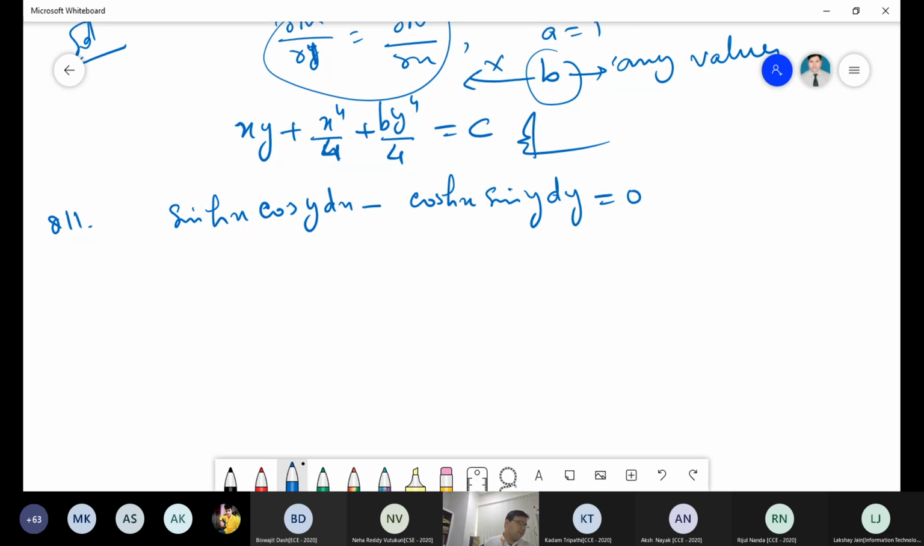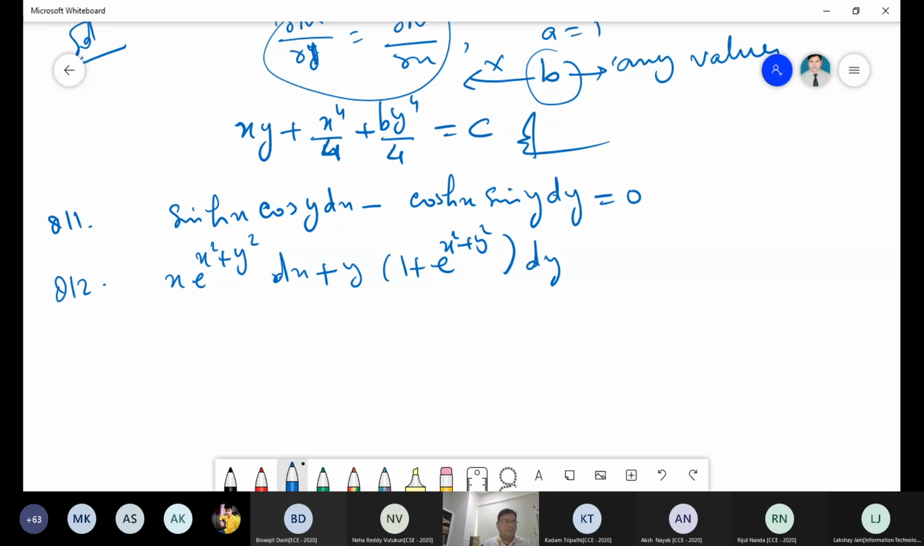That is one question for you. After that, let me write a slightly more troublesome question for you. This question is good. Question number 12: x e to power x square plus y square dx plus y into 1 plus e to power x square plus y square dy equal to 0, and y of 0 equal to 0. Enough, 12 questions is enough, because 30 is not a good number.